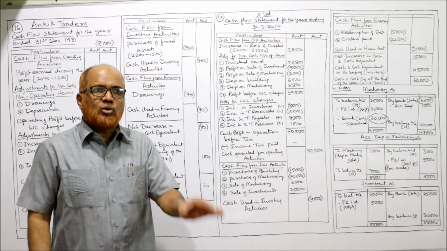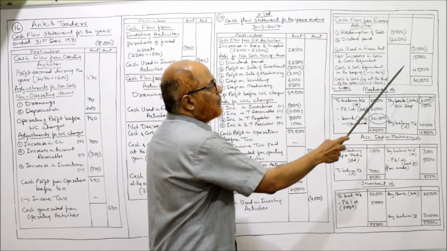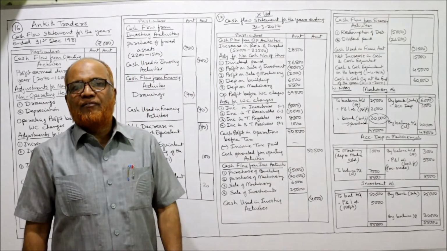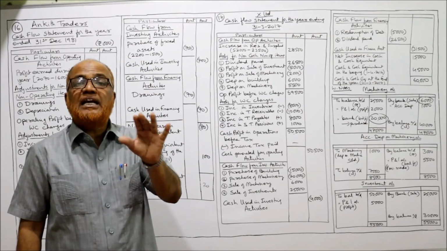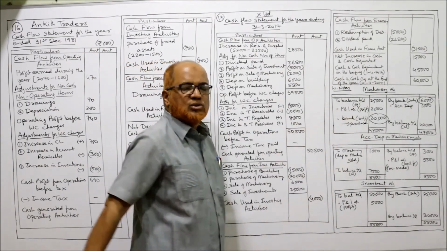Over. Now take the total of the second column. 50,500 minus 4,000 minus 31,500. You will get 15,000 positive. 15,000 positive. So net increase. Net increase in cash and cash equivalent 15,000.